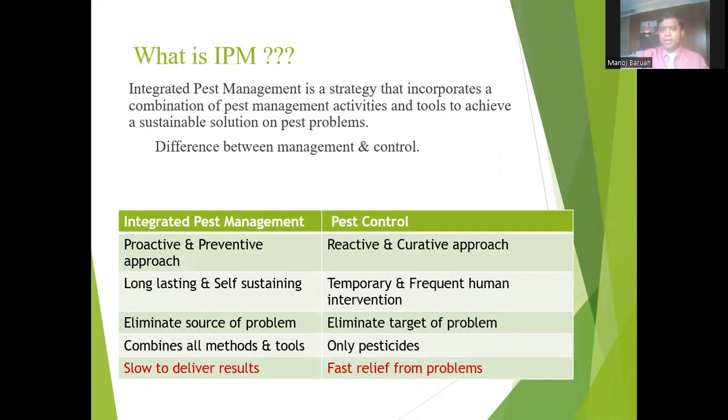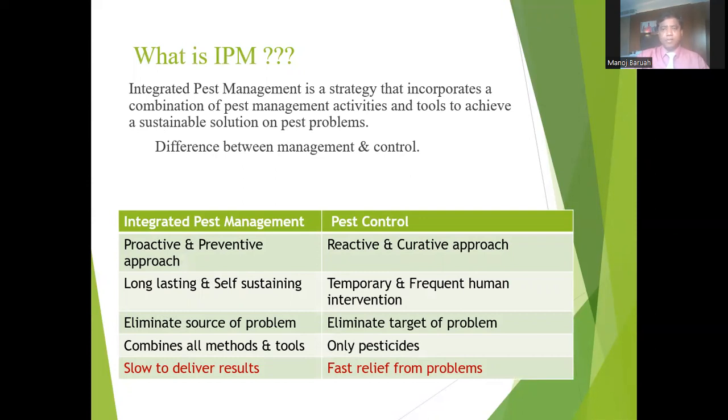Now what happens? Pest control is more reactive and curative. You get the complaint and you go and do the treatment, so it is pest control. But IPM is a bit proactive. You know the problem is coming, the problem will occur. So before the problem occurs, you do all other activities. That is IPM.